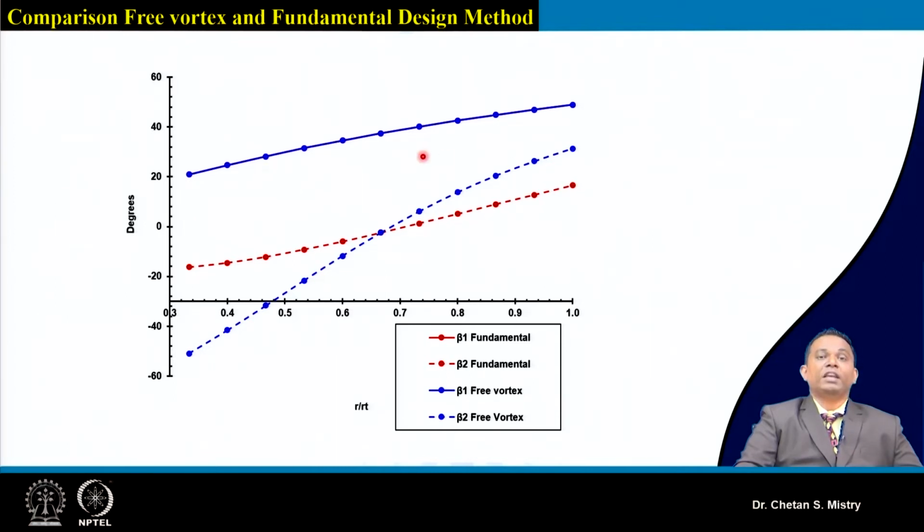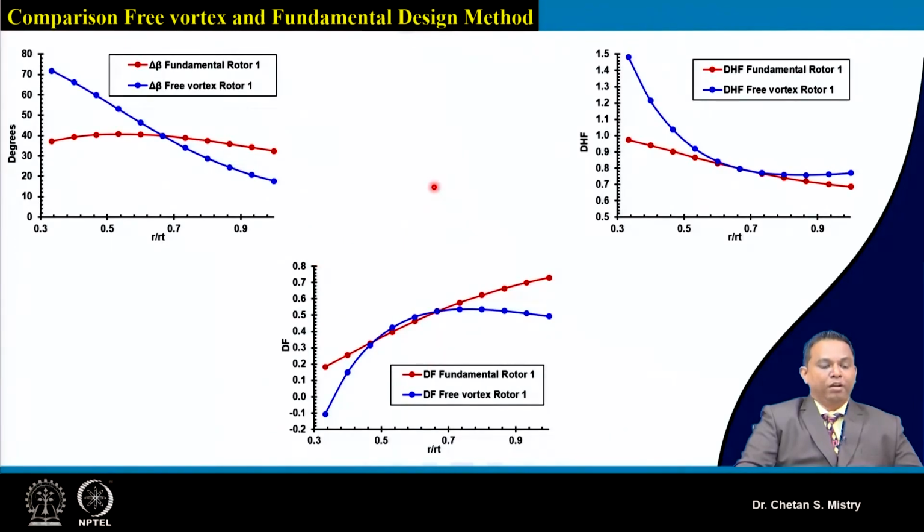But if we are considering our free vortex concept, for that we will have our delta beta coming out large from hub to tip. Okay, now this is what we were discussing. In the same way, if we compare our de Haller's factor, that is also coming in great control when we are talking about the fundamental design approach. When we talk about the diffusion factor, it shows a smooth diffusion, that's what is going to happen.